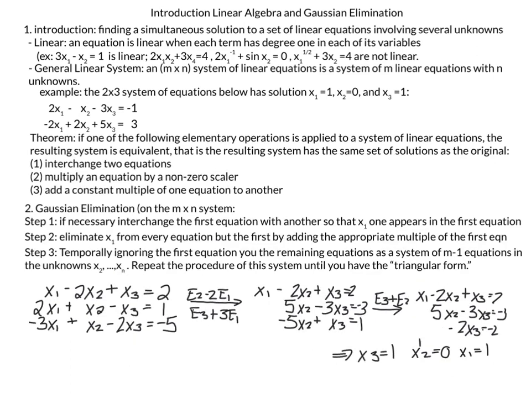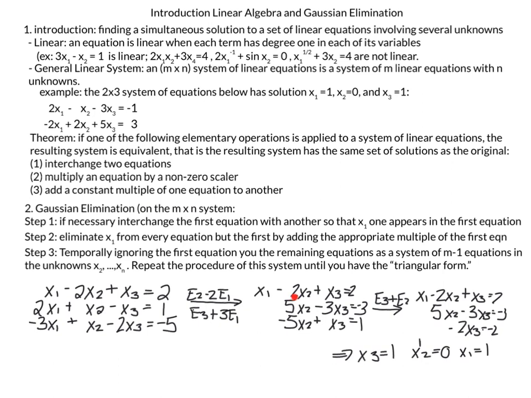Gaussian elimination gives us a systematic way of solving an m by n system of equations using these elementary row operations. So the first step, if necessary, we want to interchange the first equation, the first row, with another so that x1 appears in the first equation. Step 2, eliminate x1 from every equation but the first by adding the appropriate multiple of the first equation. And step 3, temporarily ignoring the first equation, you look at the remaining equations as a system of m-1 equations in the unknowns x2 to xn, and repeat the procedure on the system until you have triangular form.